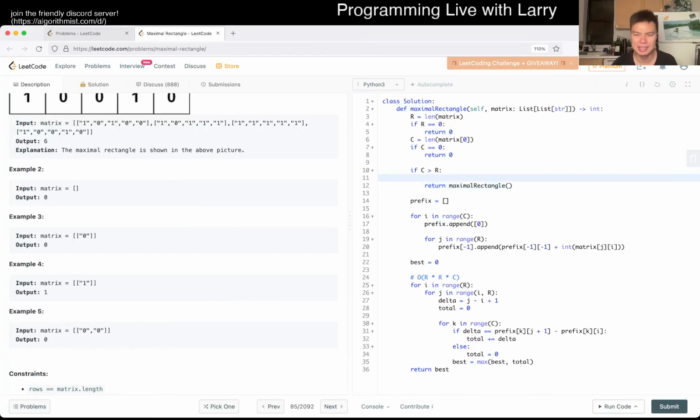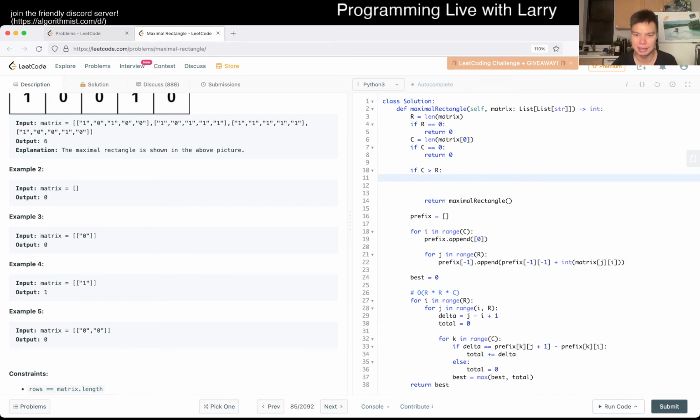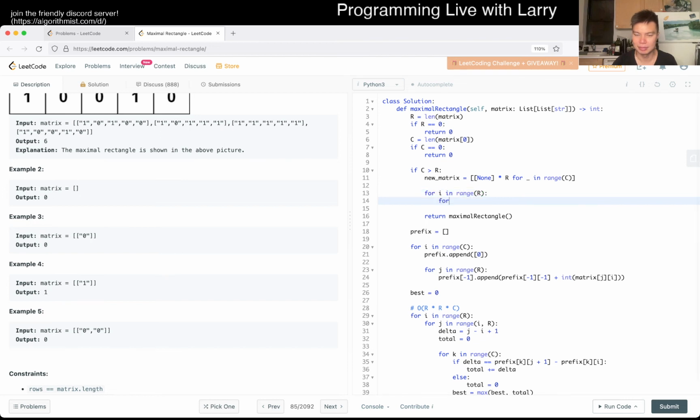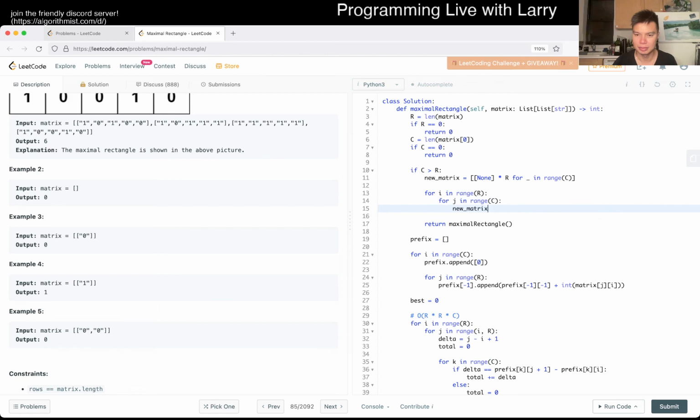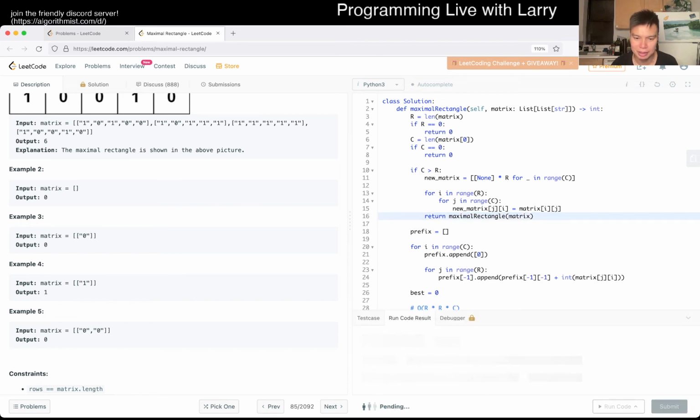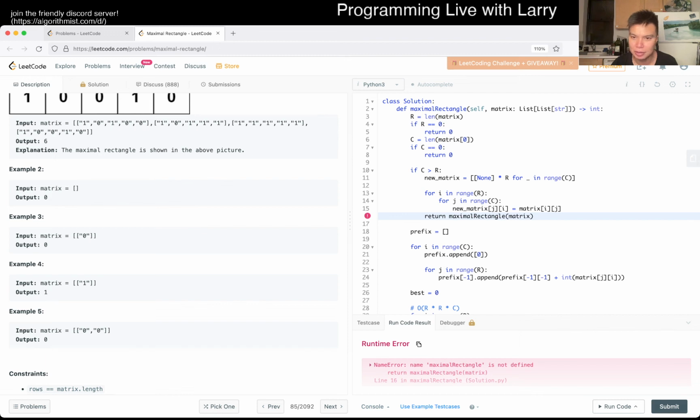Transpose of matrix. Is there an easy way to make a transpose? I don't know. Let's just do it manually for whatever reason. So yeah. Right, and that should be good. Let's run it real quick just to make sure.